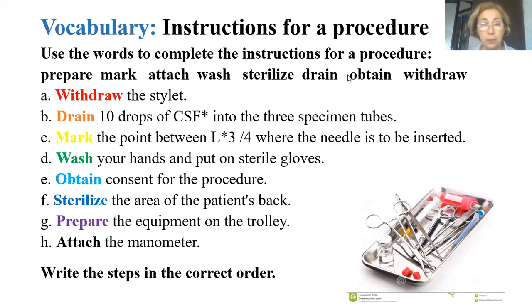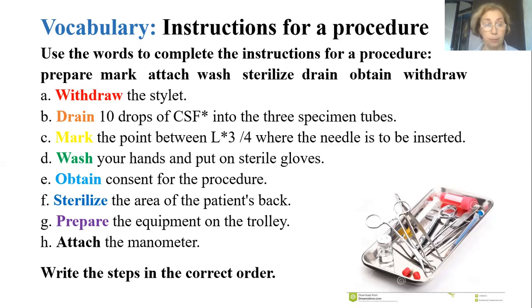Abdullah Yunus, what is the next step? I think it's withdraw the stylet. No, withdraw the stylet. This is the final step. Yasmin, what do you think we should do? Mark the point, which is between the lumbar vertebra 3 and 4. Exactly. So we should mark this point and then we sterilize the area around this point. Then we've sterilized the area of the patient's back. Then what should we do?